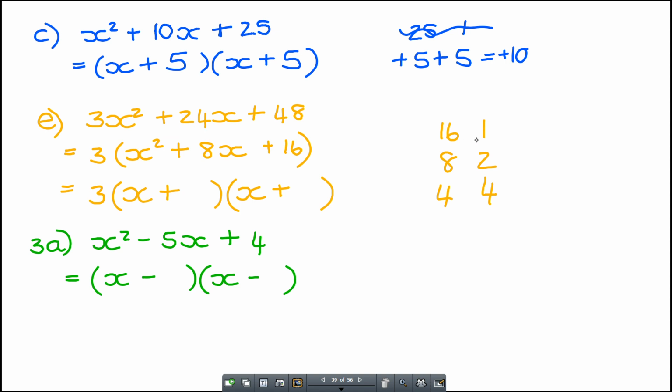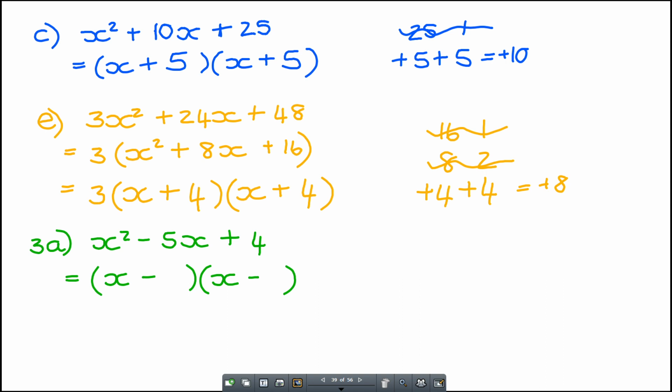Can I use 16 and 1 to get an 8? Can I use 8 and 2? No. I can use 4. So x plus 4, plus 4 plus 4 will give me a positive 8. So that's how I knew x plus 4 and x plus 4.